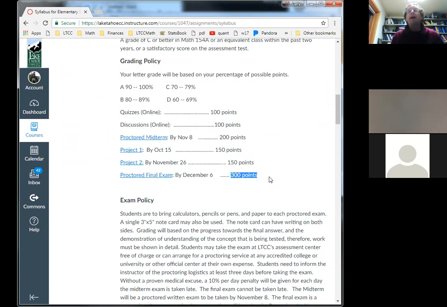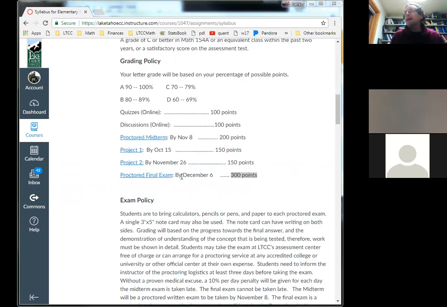It is comprehensive, so it has potential to cover everything or anything from the first day of class until ANOVA. That's pretty important to note. It's a little more weighted on the last couple of weeks, because you haven't been tested on that yet. So it's a little more weighted on chapters 10, 11, 12, and 13 than it is on chapters 1 through 9.